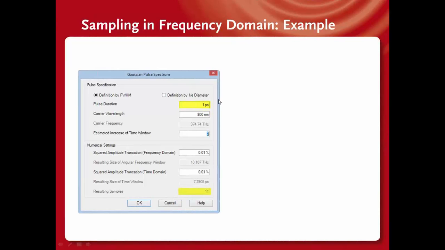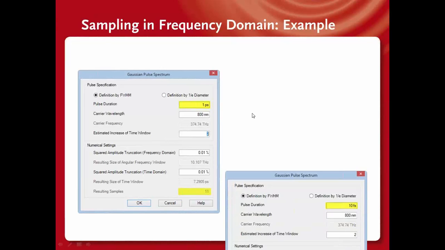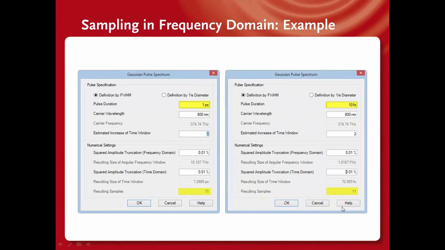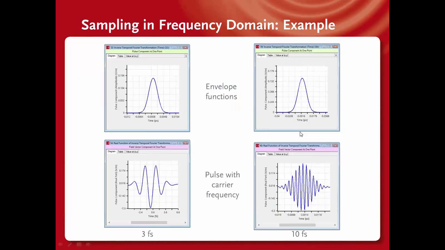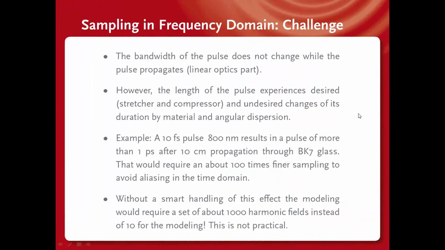So that means if you take a 1 picosecond pulse, you will approximately need 10 or 11 harmonic fields. And if you take a 10 femtosecond pulse, you also will just need 11 harmonic fields. So here again you can see, for example, a 3 femtosecond pulse and a 10 femtosecond pulse. You can see here the envelope functions, and you can see here the pulse with the carrier frequency. So you can really see the oscillation of the electromagnetic field. But for both cases, you just need 11 harmonic fields. But this is just true, obviously, for a bandwidth limited pulse.